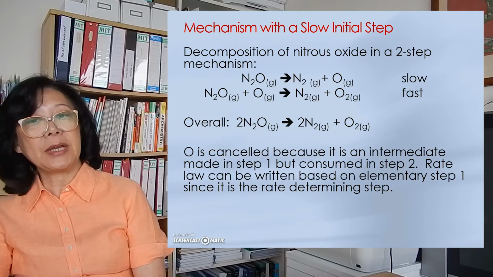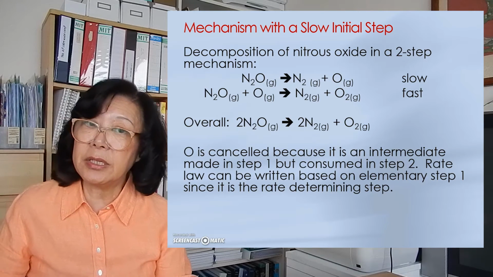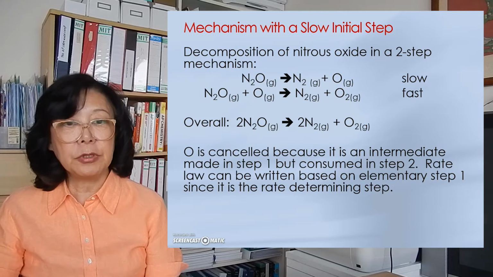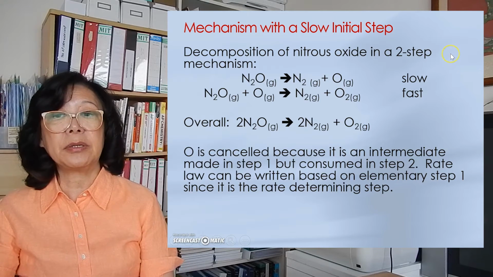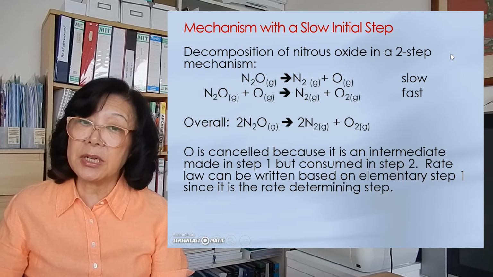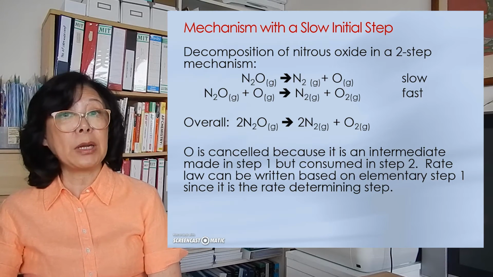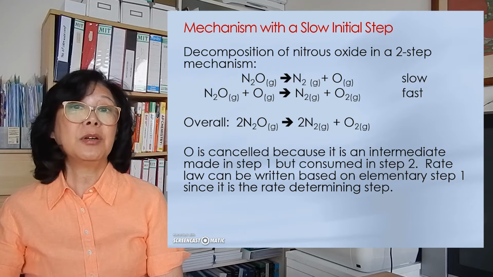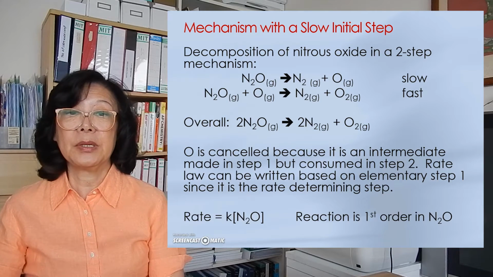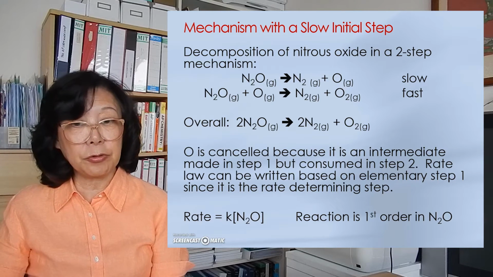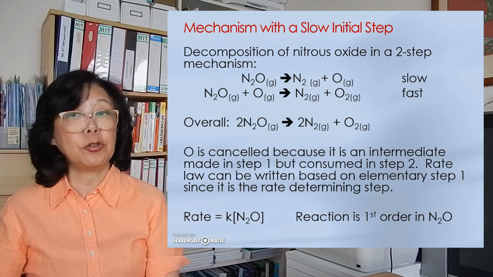Now, the O is cancelled because it's an intermediate that's made in step number 1, but consumed in step number 2. The rate law can be written based on elementary step number 1 because it's the rate determining step. So we're going to choose the slow step and then write the rate law based on that, because that determines really the overall rate. So rate is equal to rate constant times concentration of N2O. It is first order in N2O.